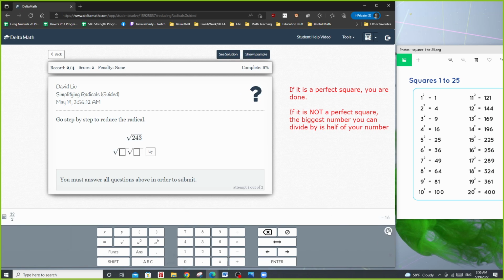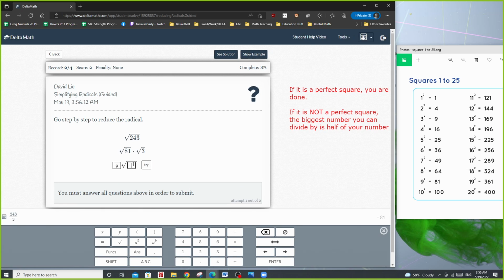How about we try one more, okay? So this is not a perfect square on this list, so the biggest one we can divide by is, let's try 243 divided by 2. It doesn't work, so it has to be less than 121 though. How about we try dividing it by 3? So we get 81 and 3, okay? Because 81 is on this list. That gives us 9 and 3.